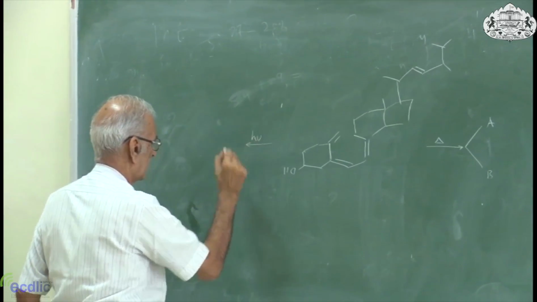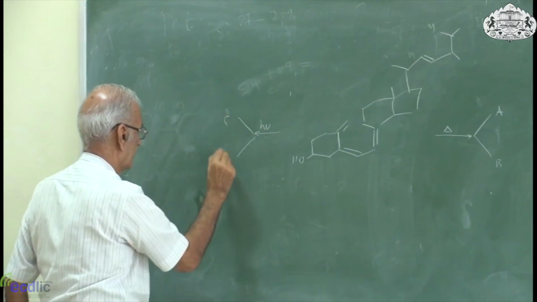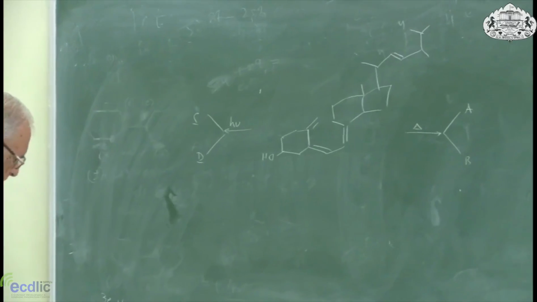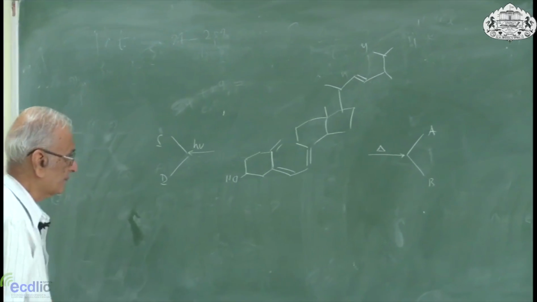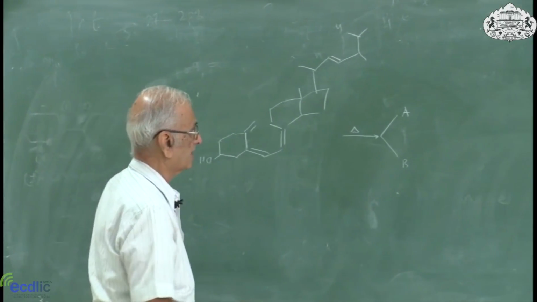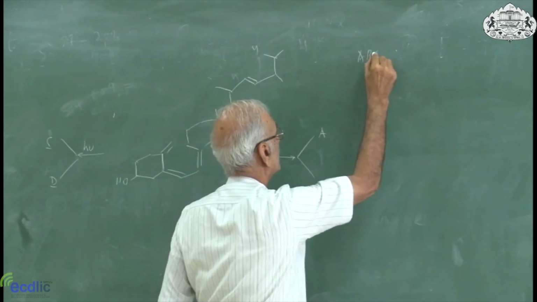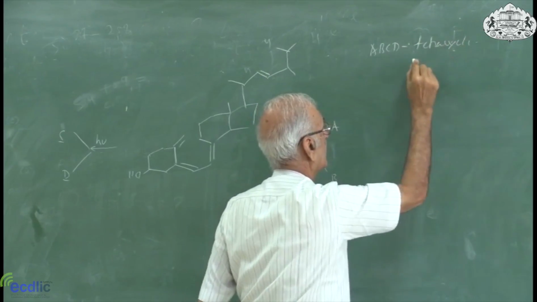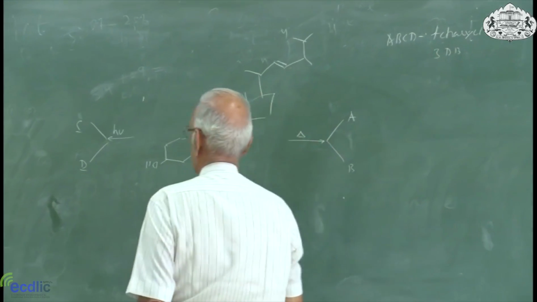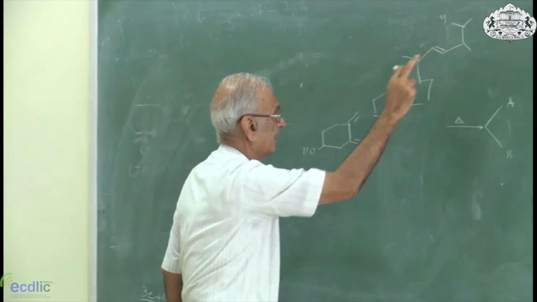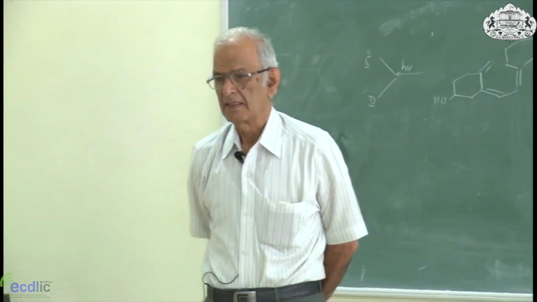When we look at the photochemical reaction, we get two products C and D. When we look at these products, all the products A, B, C, D are tetracyclic with 3 double bonds. Our starting material is tricyclic and has 4 double bonds. Our product is tetracyclic with 3 double bonds.